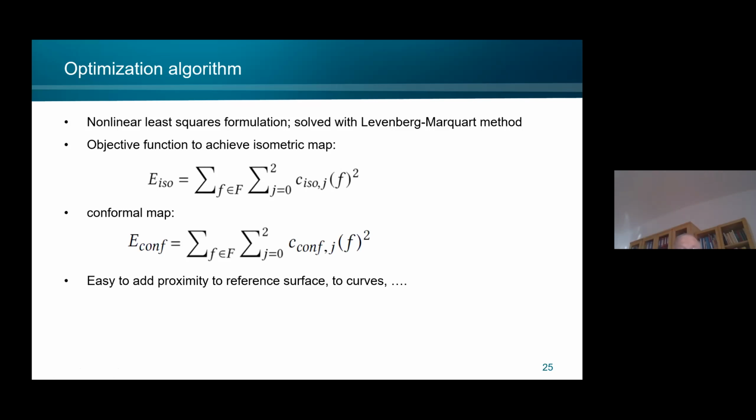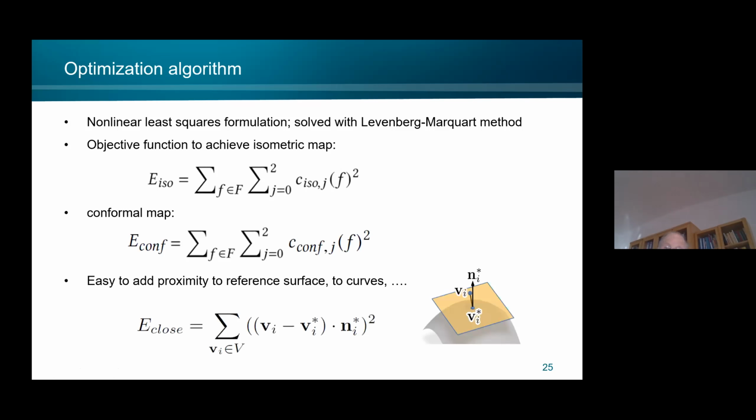We can easily incorporate things like proximity to a reference surface, and this is used later on quite a bit. This is why I mention it. If you want a certain vertex vi to stay close to some reference surface, we do the following. In each iteration, we first compute the closest point to vi, so to the current position of vi, which is called here vi star, and take the tangent plane there, take the normal, which should actually be almost the same as this here, right? Actually, exactly. And then in the next iteration, we make sure that vi, or this is vi, is close to this tangent plane.